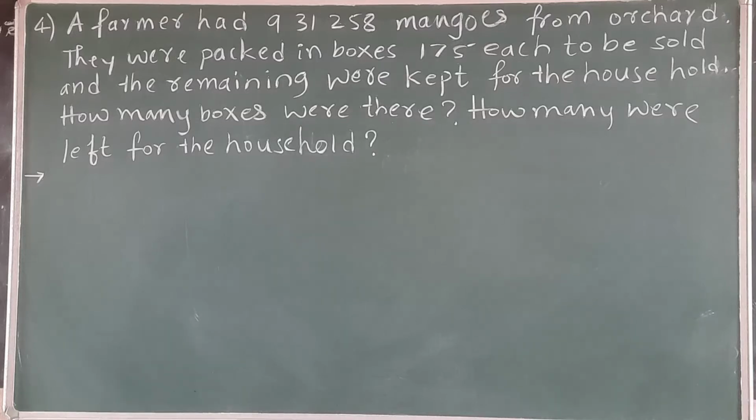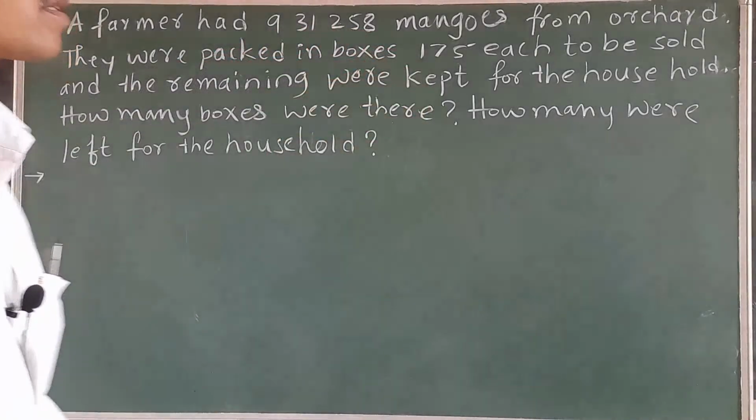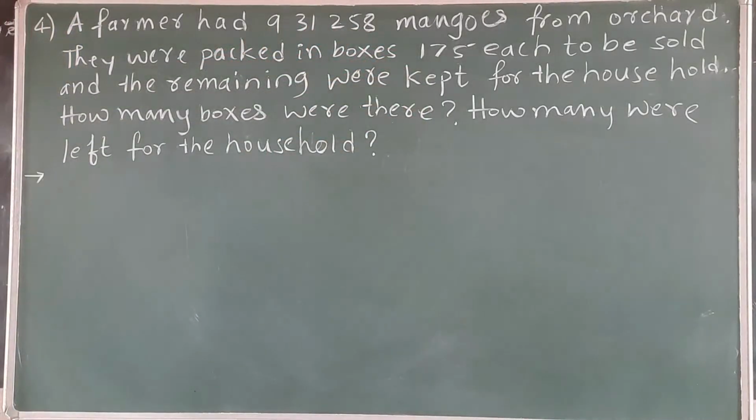Here some mangoes are there, and these many mangoes are packed equally, 175 in each box, and so some mangoes are left out unpacked, and those were used for the household. Now we are supposed to find how many boxes are totally used to pack these mangoes, 175 in each box, and how many mangoes were left out unpacked, used for the household. Now for this we will write the data first, then we will divide.